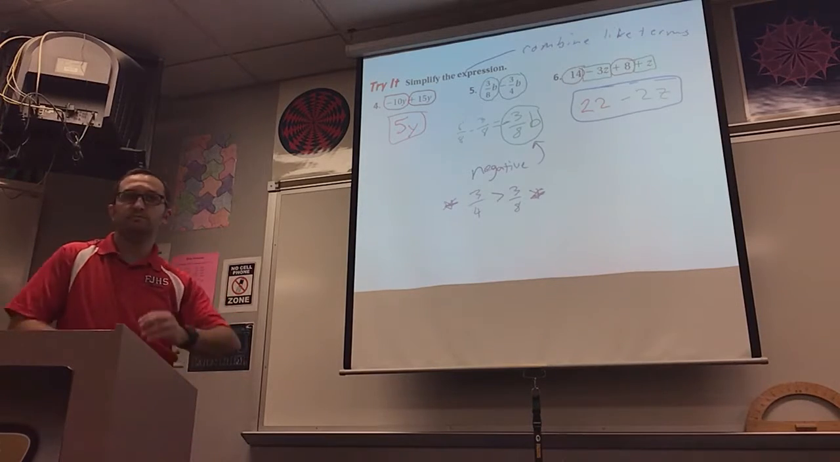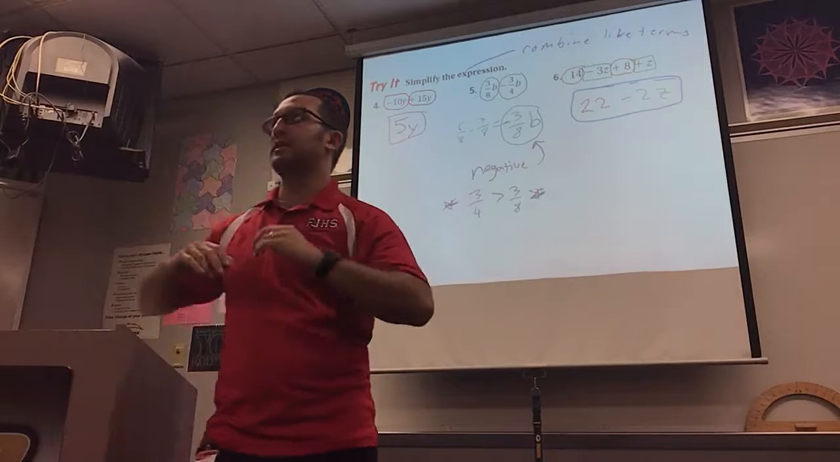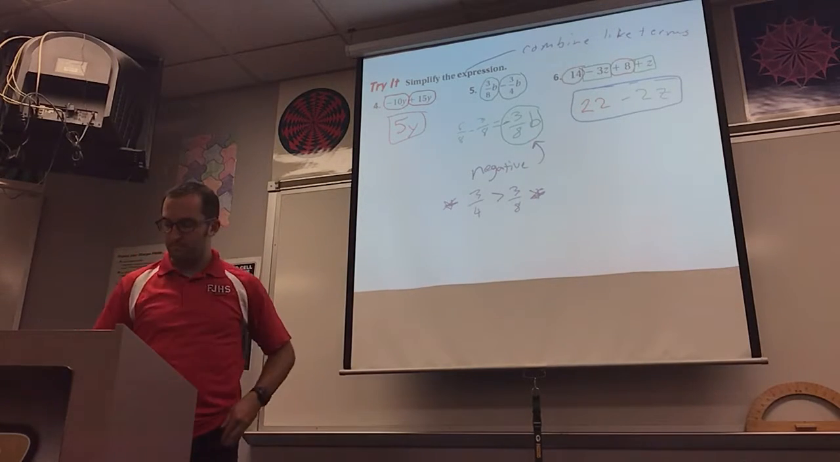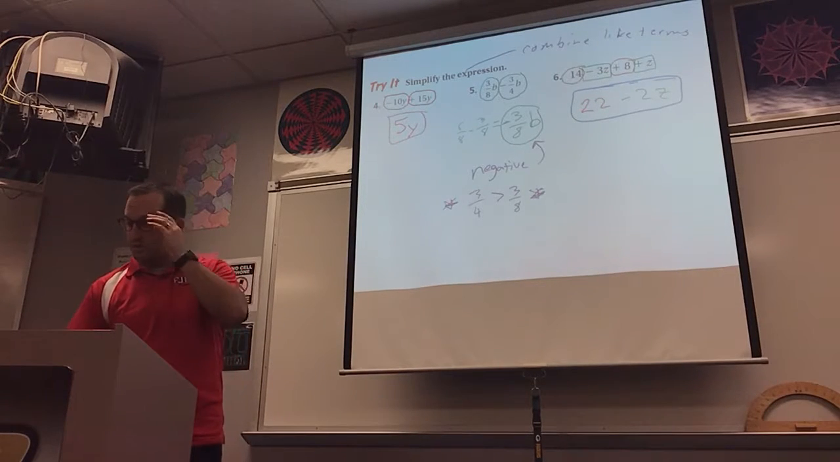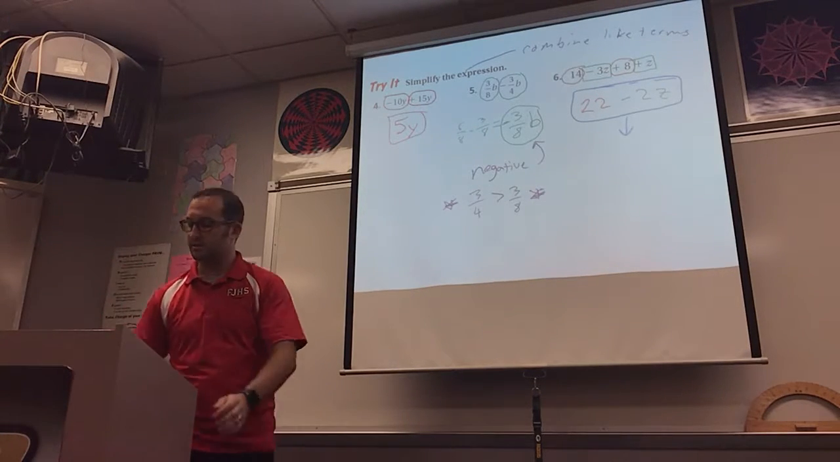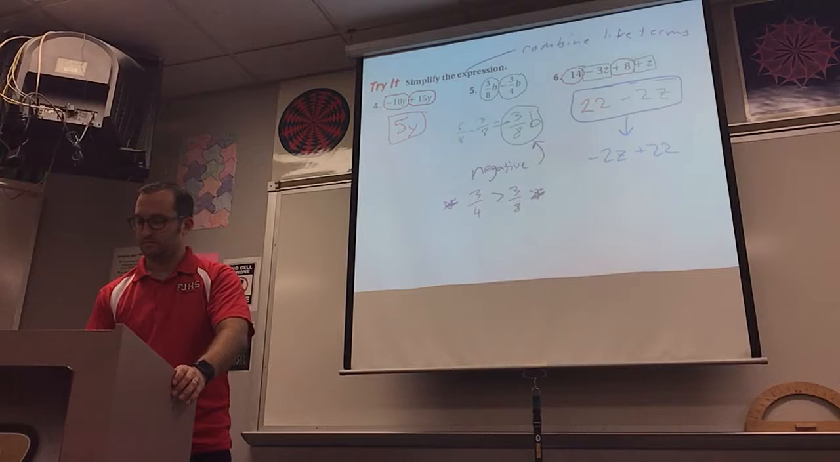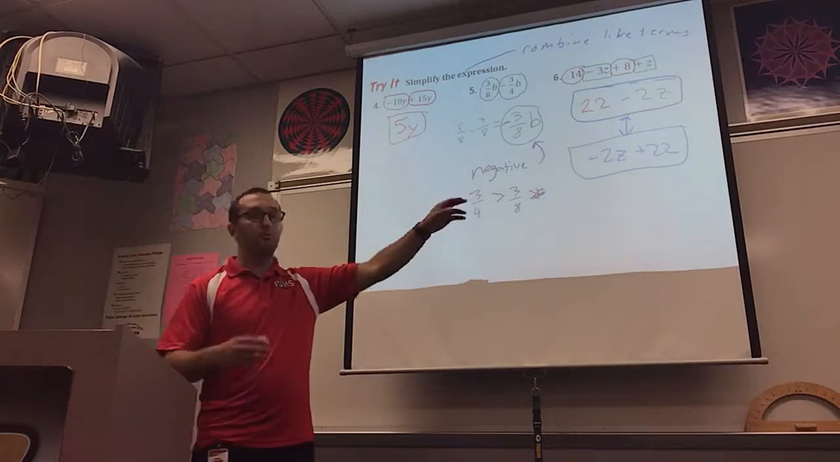How we do on that last one? 22 minus 2z. Hey, guys, just so you guys are aware, you can also write it like this: negative 2z plus 22. You can write it either way. Either of those is appropriate.